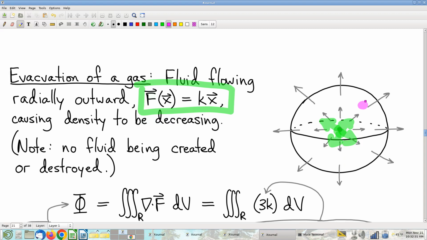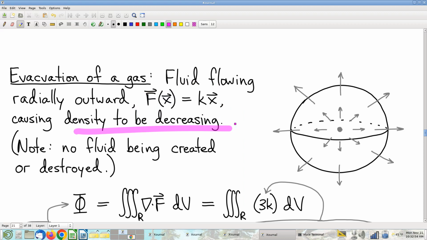So that's a physical case for why I claim that this is a reasonably plausible model for what we're describing. Okay, so everybody happy? And obviously, if you have a fixed amount of gas and it's expanding, the volume is increasing, then the density is decreasing. Okay, so here's the thing.